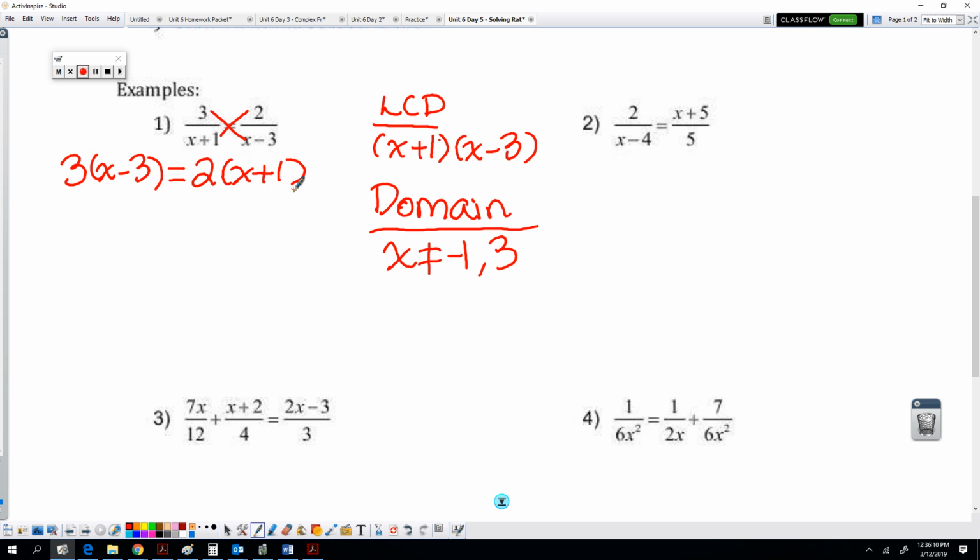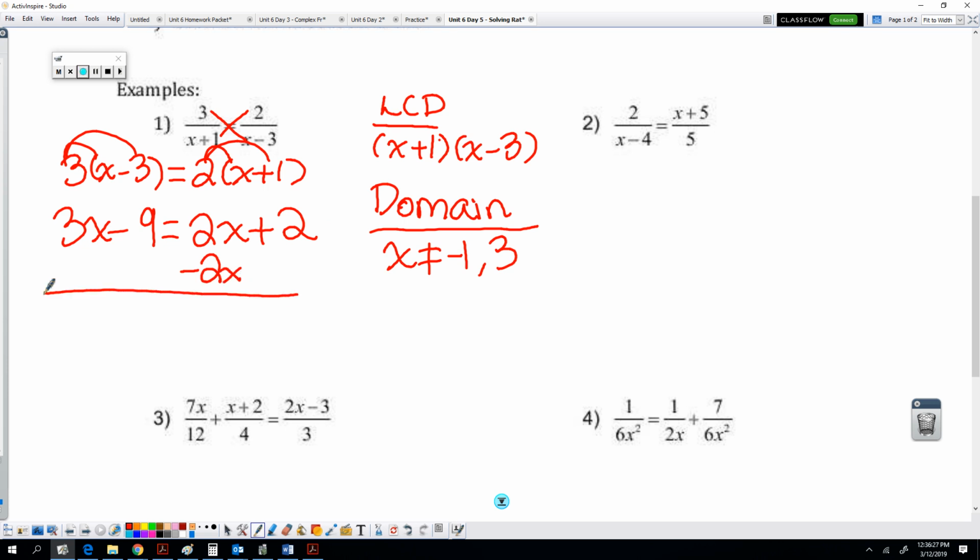Alright, so now we're going to solve. We're going to find the value of the variable. So we're going to distribute. So I get 3x minus 9 is equal to 2x plus 2. So now what we have to do is move the x's over, so I'm going to subtract 2x on both sides. So I get x minus 9 is equal to 2. And now I'm going to add 9 on both sides. So now my x equals 11.